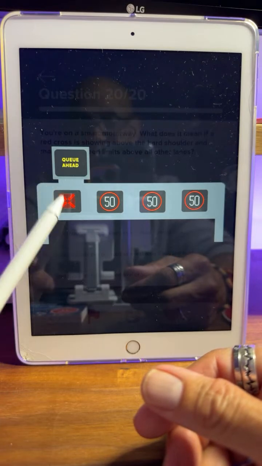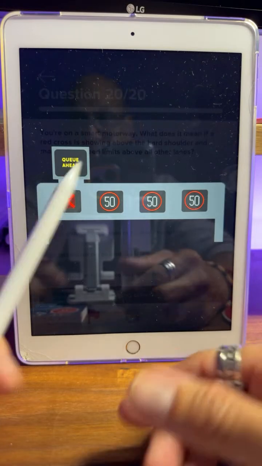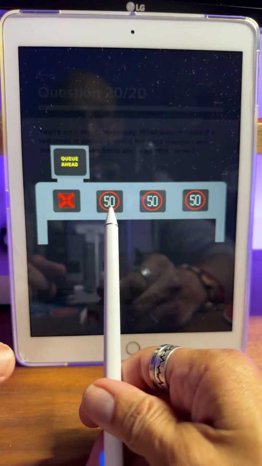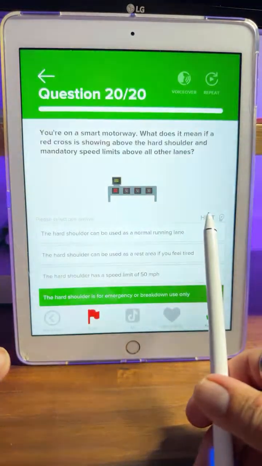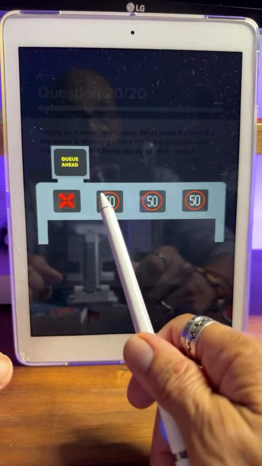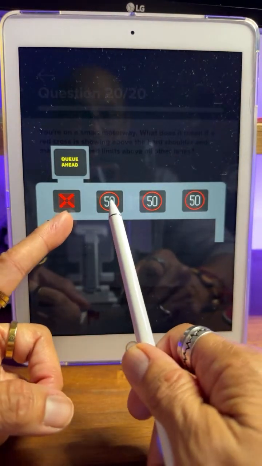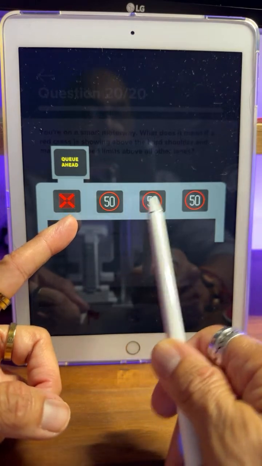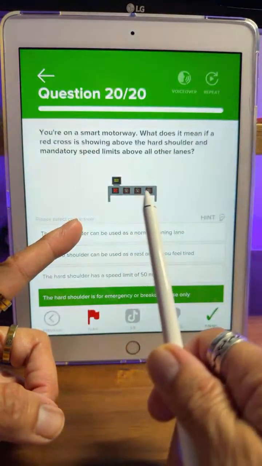So you're not allowed to use the hard shoulder. It's for breakdown or emergencies only. You can use lanes 1, 2, and 3. That's absolutely fine because there are 50 mile an hour signs on them. So if there was an X in this lane here as well, you can't use the hard shoulder or the left-hand lane. You can only use lanes 2 and 3. Does that make sense? Yeah.